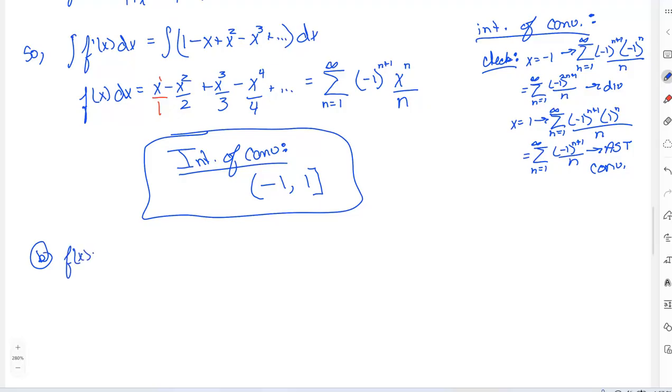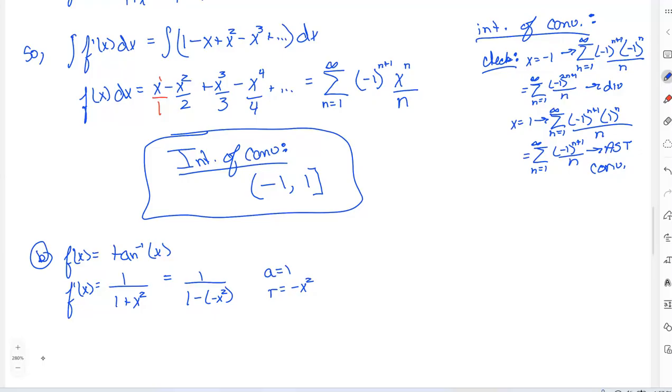So f of x equals inverse tangent. I know if I take the derivative of that, it's going to be 1 over 1 plus x squared. I'm going to write that as a geometric series, so I'm going to think about that denominator as 1 minus negative x squared. So there's my a and my r. A is 1, r is negative x squared.